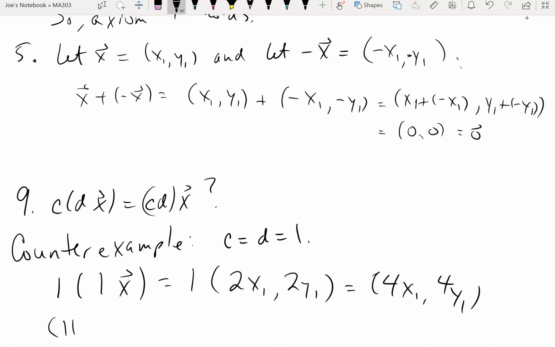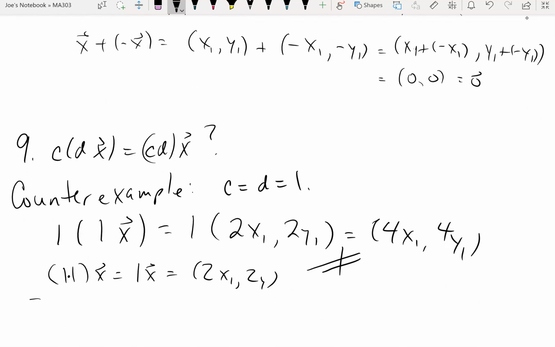But if I do it this way, if I do 1 times 1 first, 1 times 1 is just 1. And that gives me 2x1, 2y1. And these are not the same. By the way, this also shows why 10's wrong. Because if I do 1 times x, what am I supposed to get out? x, and that's certainly not x, right? So this also shows that 10 doesn't hold. So this axiom 9 fails. So V is not a vector space under the operations.